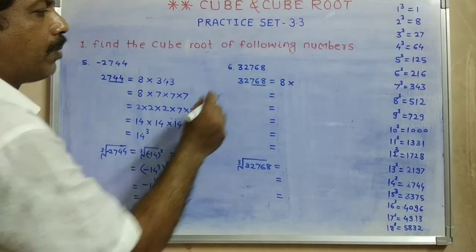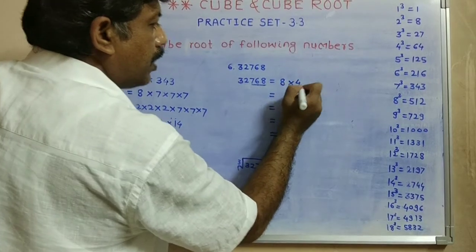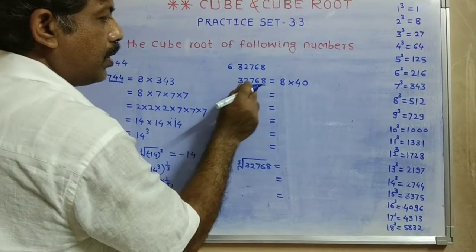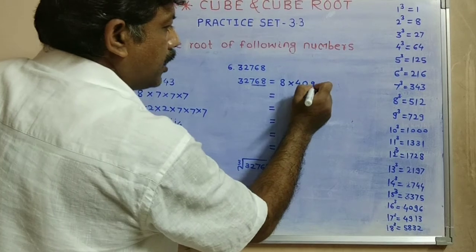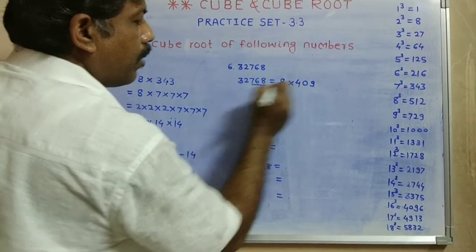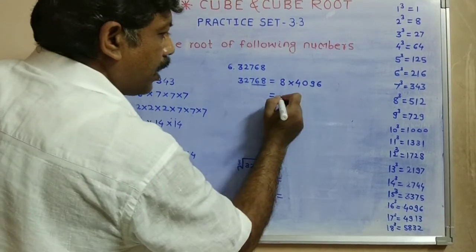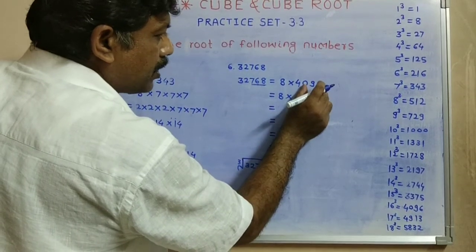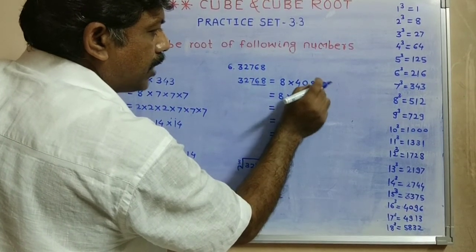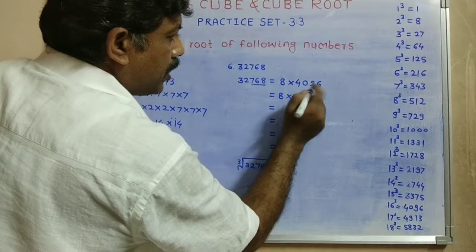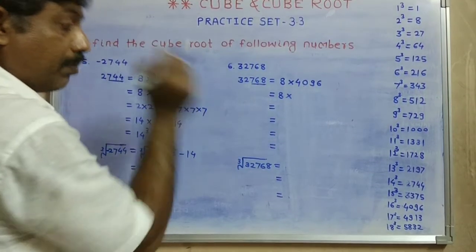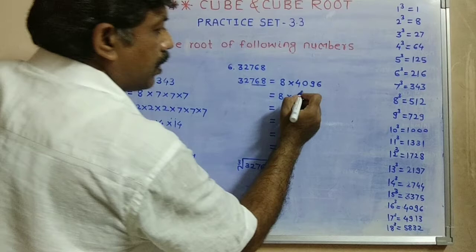8. 8 4s are 32. 7 cannot be divided, therefore 8 0 0. Then 76. 8 9s are 72. Then 4 remain. 8 6s are 48. Then again this number is divided by 8. 12, 8 12s are 96. Therefore, you have to consider the last three digits to find out whether the given number is divisible by 8 or not.